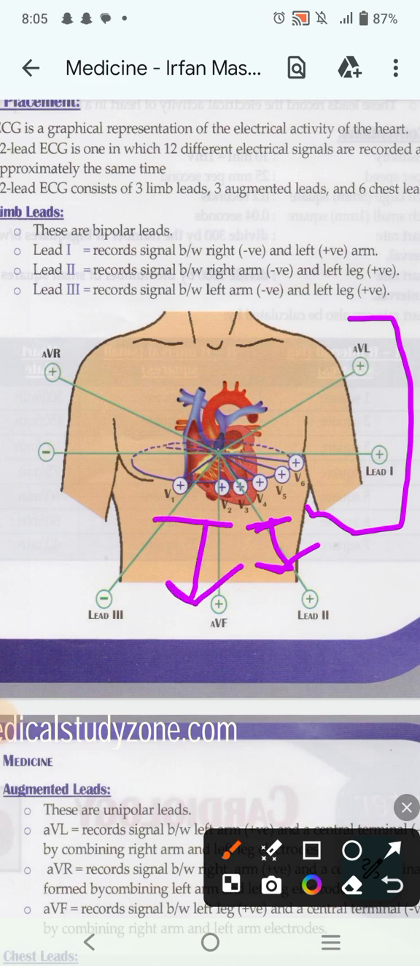So if there is any abnormality in any of the leads, they will tell us about an abnormality in the particular portion of the heart respectively.